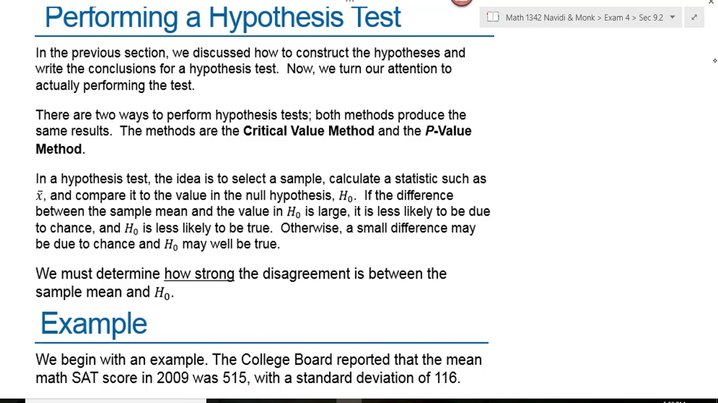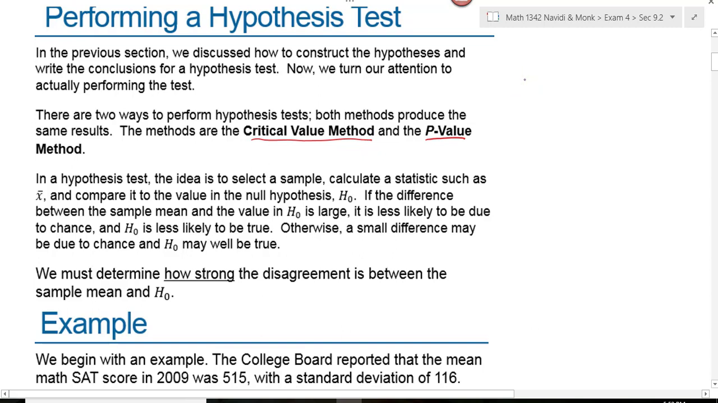There are two ways to perform hypotheses tests. Both methods produce the same results. The methods are the critical value method and the p-value method. When you do a problem for me on a test, I'm going to want you to report the p-value anyway. You don't know what a p-value is yet, so don't panic, but I'll explain it when we get there. So we'll be using the critical value method, but we're also going to report the p-value.